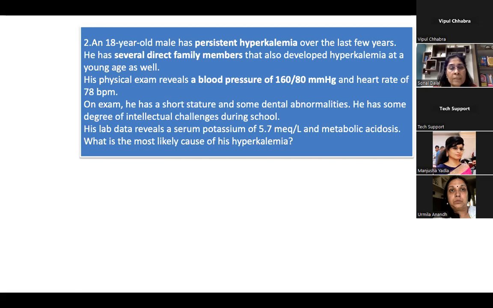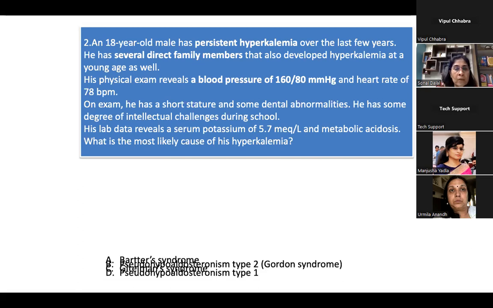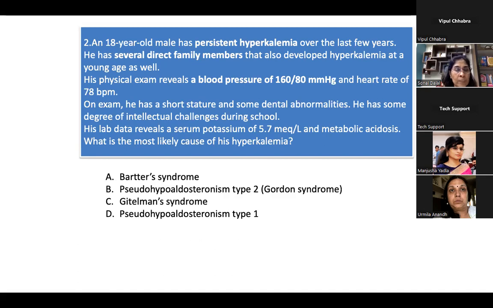His lab data reveals serum potassium of 5.7 and metabolic acidosis. What is the most likely cause of this hyperkalemia? Option A, Bartter syndrome. Option B, pseudohypoaldosteronism type 2, that is Gordon syndrome. Option C, Gitelman syndrome. And option D, pseudohypoaldosteronism type 1. The time starts now.